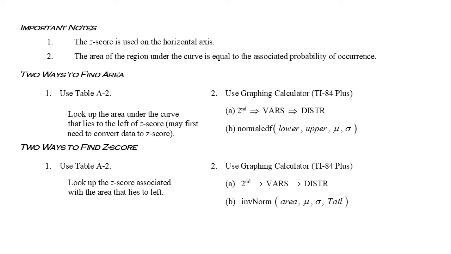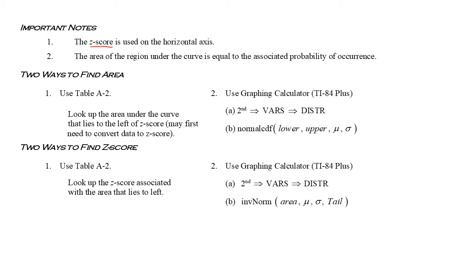Some important things that we want to note about the normal distribution, or the standard normal distribution in this case. First is that we use the z-score to label the horizontal axis, and the area of the region is equal to the associated probability of occurrence. So if I'm looking at one particular value under the curve, there's no area associated with it, and so its probability would be 0. But the PDF has a height to it. So for a continuous random variable, there needs to be a range of values to consider so that we can have an area.